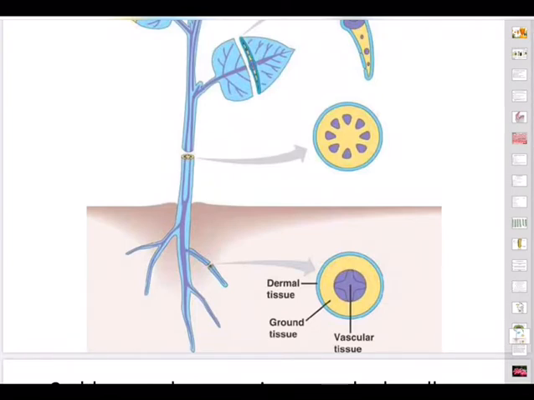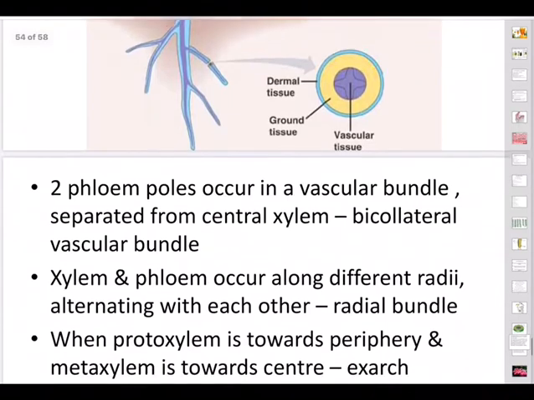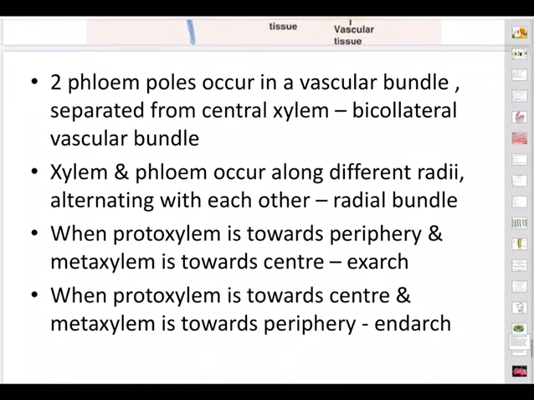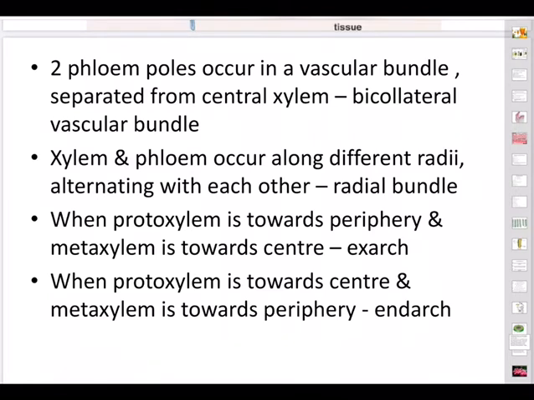And then, what do you mean by conjoint? Xylem and phloem on the same radii, as you are seeing. Then we can say it is conjoint. Depending upon that, conjoint can again be collateral or bicollateral. What do you mean by collateral? Phloem on the outer side and xylem on the inner side. So phloem should be outside, xylem should be inside. Then we say collateral vascular bundle.